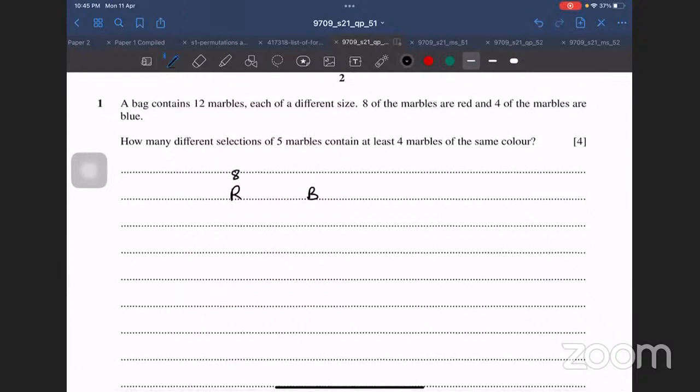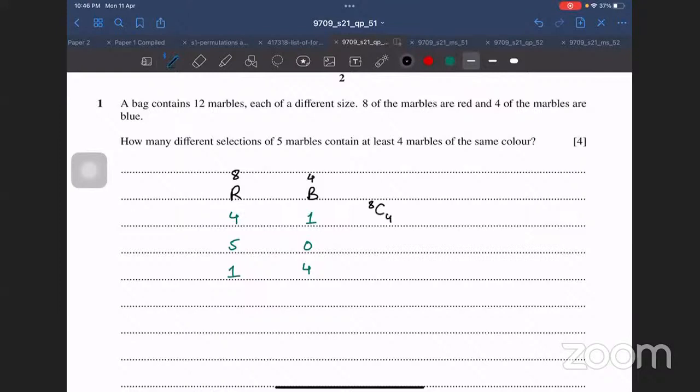There are 8 red and 4 blue. I'm making a selection of 5 marbles, so I can have different cases. I can have 4 red and 1 blue. Then I can have 5 red and 0 blue. Then I can also have 4 blue and 1 red. So I make a total of 3 cases.